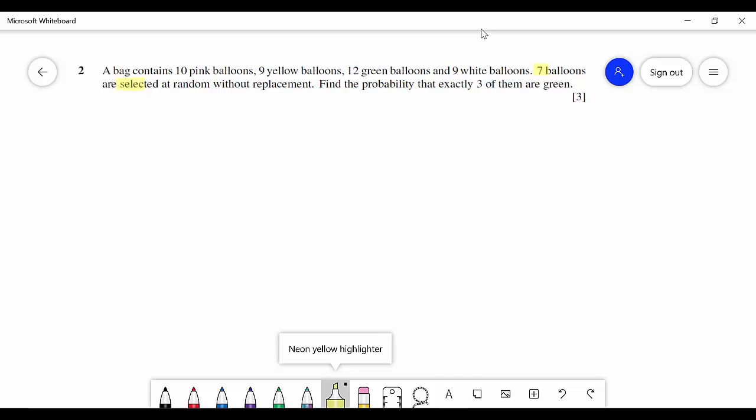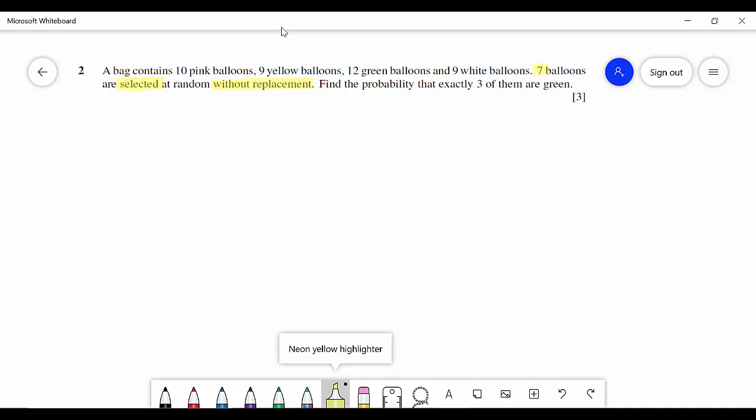So selected to me is a keyword. All right, so when you see the word selected, it means you can consider using the combination to calculate the number of arrangements later, or maybe the probability later. All right, and then another word will be without replacement. Okay, and they want you to find the probability that exactly 3 of them are green.